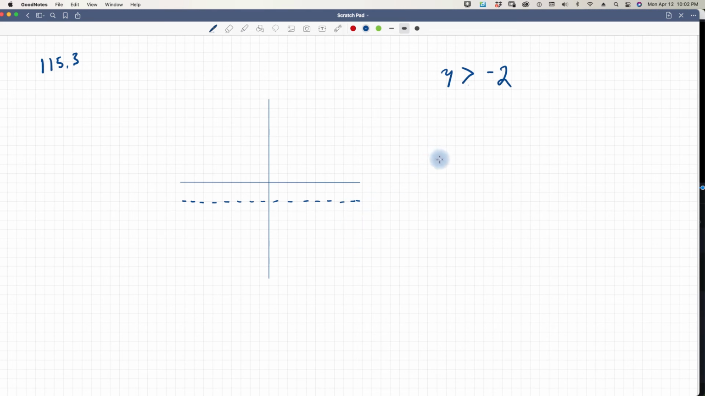Now we are going to test. So we're going to pick a point, and let's pick 0, 0, because it's an easy point to pick. So let's put in the y value here. So is 0 greater than -2? Yes, 0 is greater than -2, so that is true. So we are going to draw in our shape. We're going to shade it in.